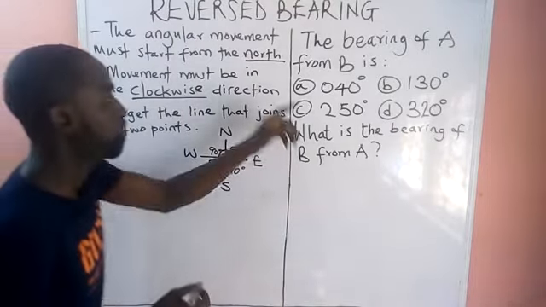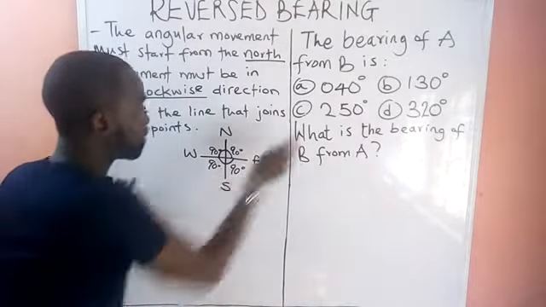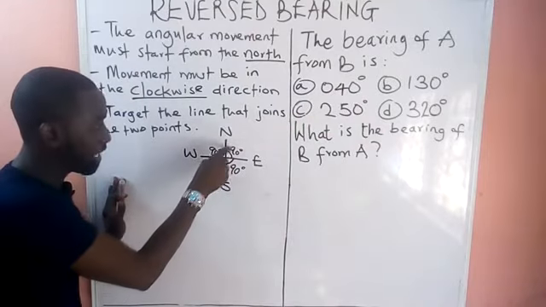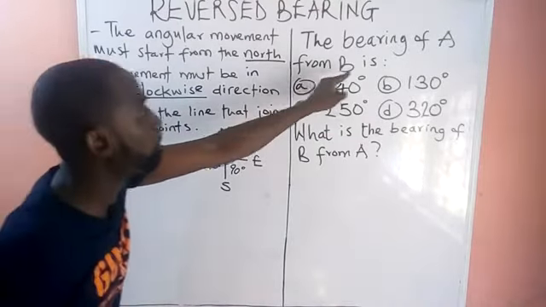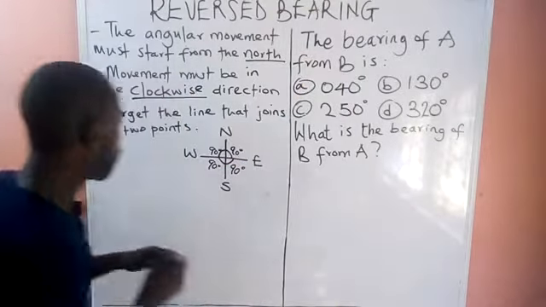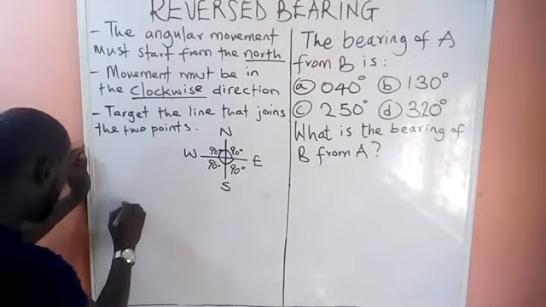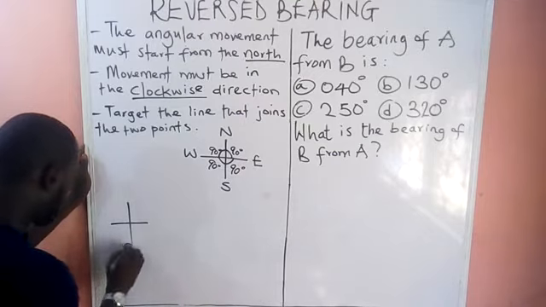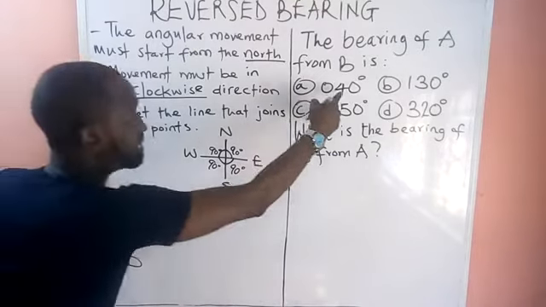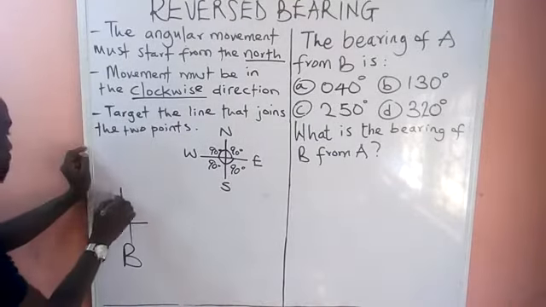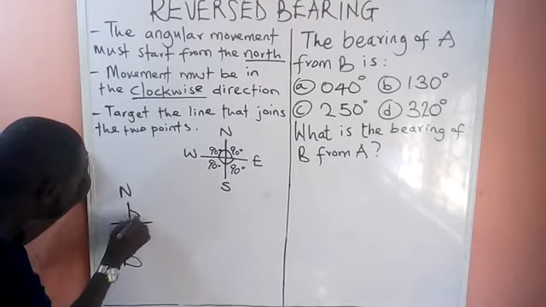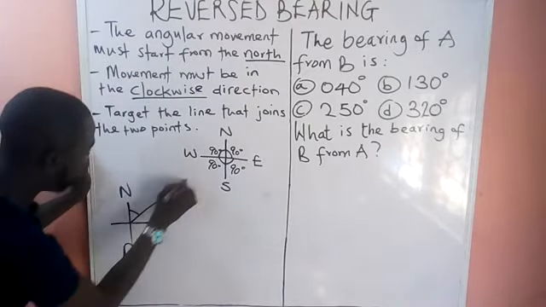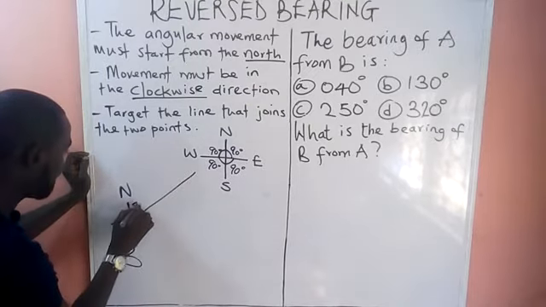Okay, so let's take the first one. 40. Where can we see 40? 40 will be in the first quadrant. Okay, because everything is 90, so 40 will be in the first quadrant. So the bearing of A from B, so B first. The bearing of A from B is 40 degrees, and we must start from the north. So this is our north. Are you with me, class? So 40 will be here. 40 will be here. So we have our point here. 40 degrees.